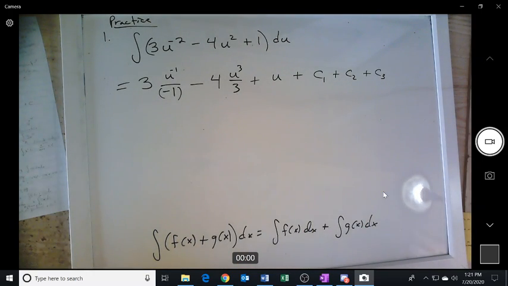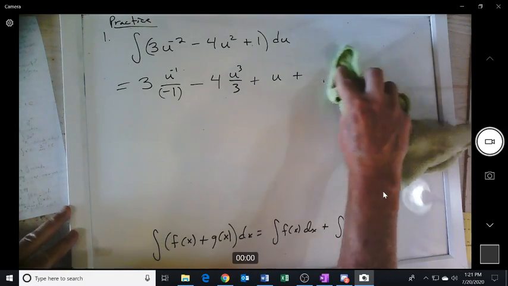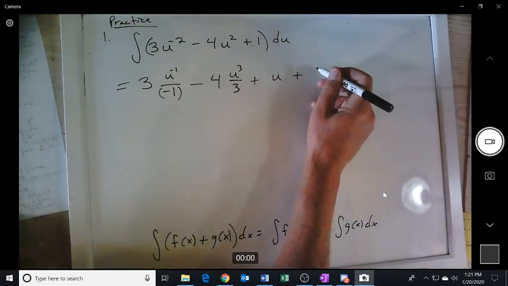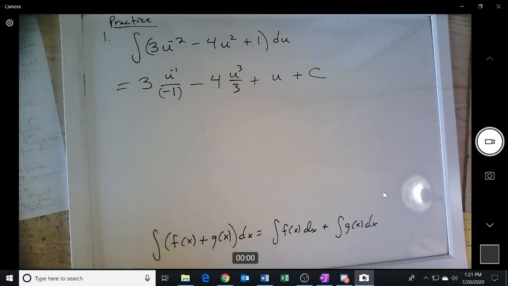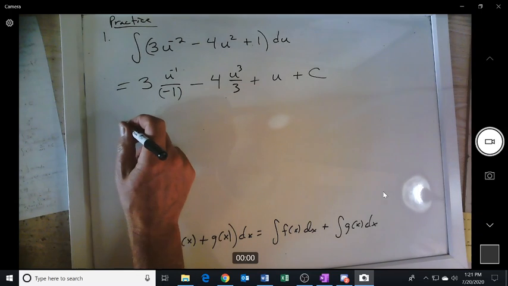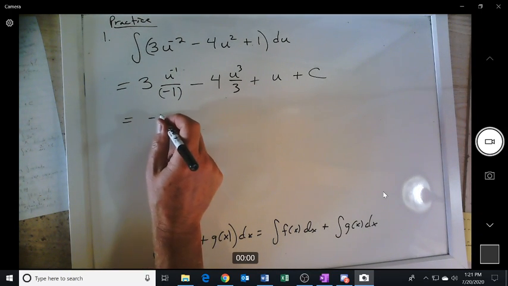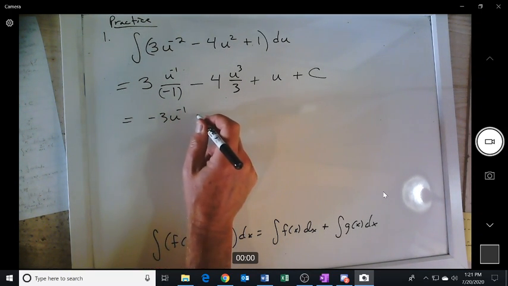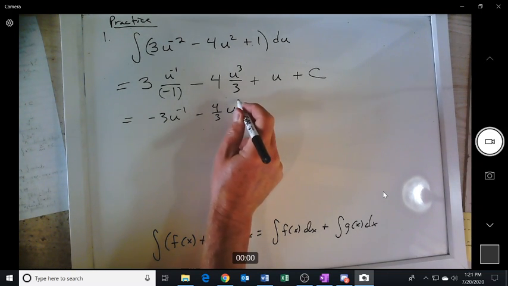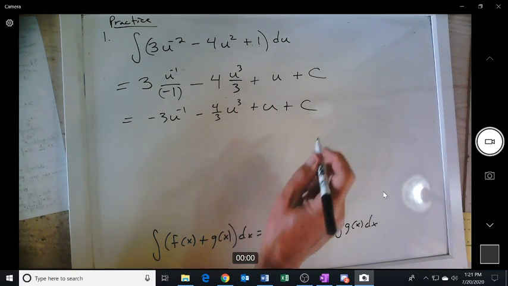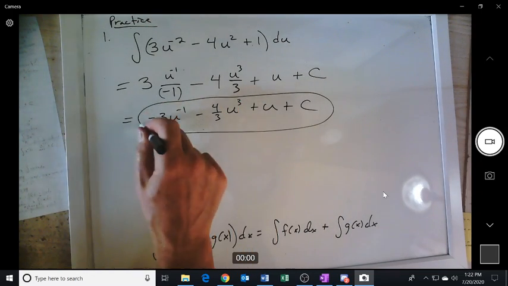But the nature of arbitrary constants is something that takes a while to get used to. If you add 3 arbitrary constants together, what do you get? An arbitrary constant. So instead of doing those 3, we can just put 1 plus c. You get some unknown number. It could be the initial amount that you started your pool with. And finally we clean this up, and we're going to get minus 3u to the minus 1 minus 4/3 u cubed plus u plus c. That's my antiderivative.